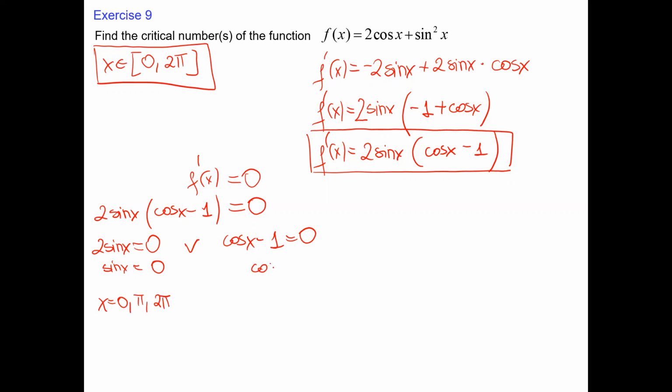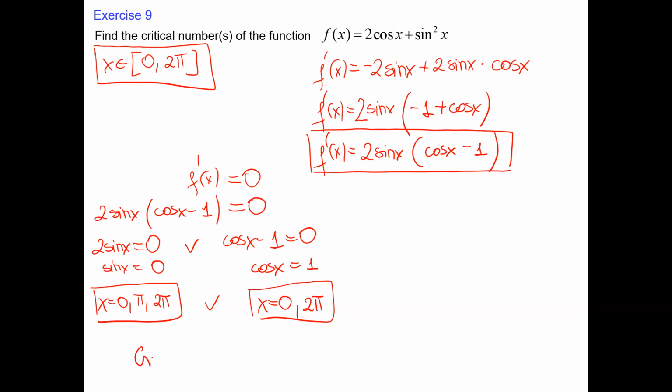Now let's look at cosine of x equals 1. For what angle does cosine of x equal 1? For 0 and 2 pi. Am I right? I think so. We can see that 0, pi and 2 pi are the critical numbers, because we actually overlap, we repeat them.